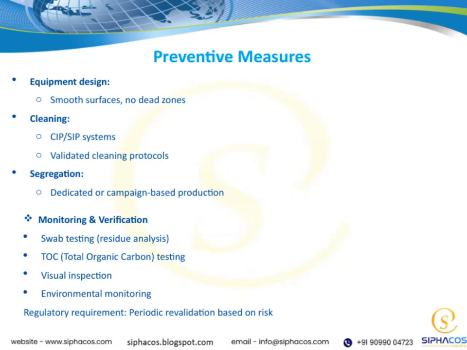Let's now look at monitoring and verification, which are critical components of ensuring product quality and safety. Swab testing, for example, involves analyzing residues on surfaces to detect any potential contamination. Similarly, TOC, or total organic carbon testing, helps us measure organic residues that could indicate cleaning issues. Visual inspection also plays a vital role, allowing us to identify any visible residues or defects on equipment and surfaces.